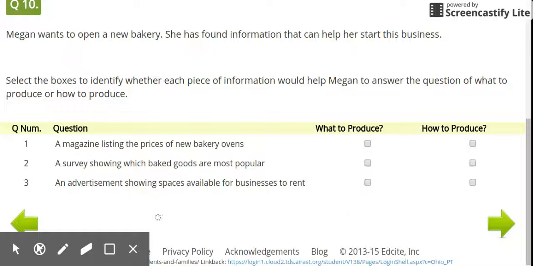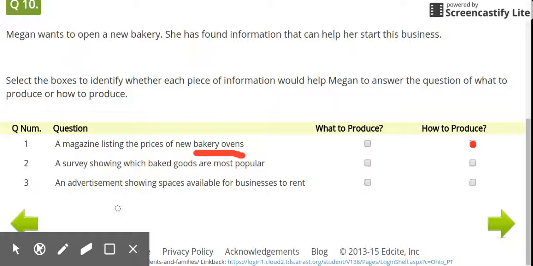It says magazine listing the prices of new bakery ovens. Well, keyword there would be bakery ovens, and we're using those for how to produce because that's what you use to make your bakery, or you make whatever you're making in your bakery.